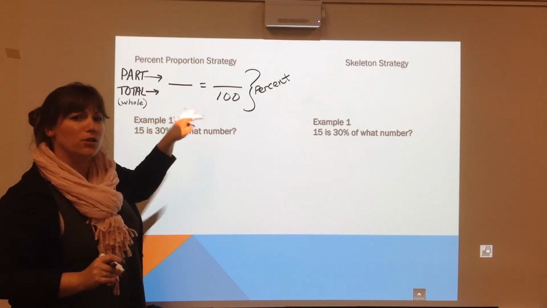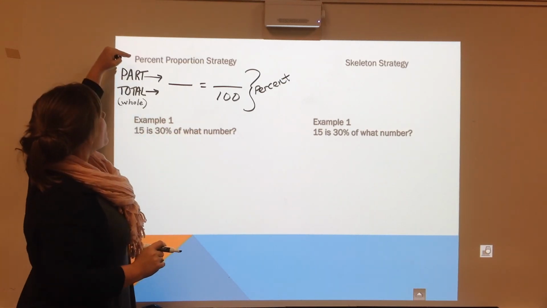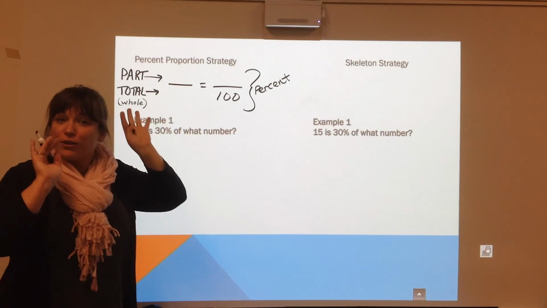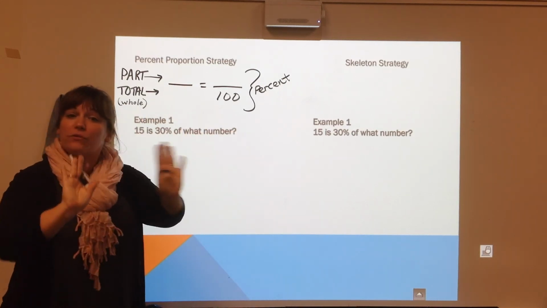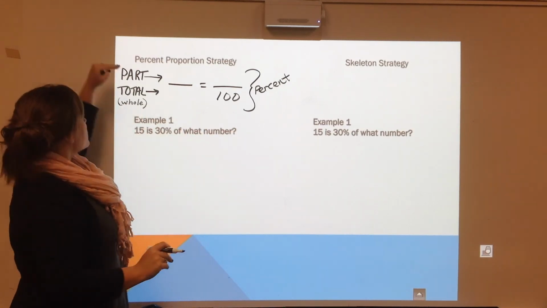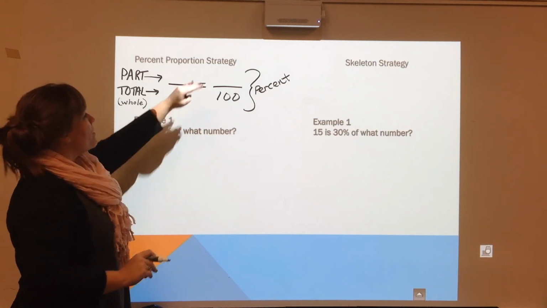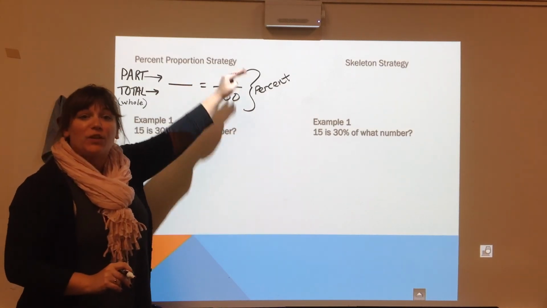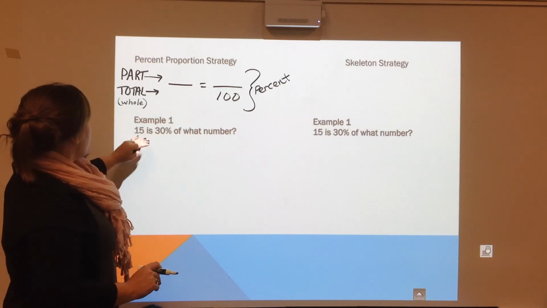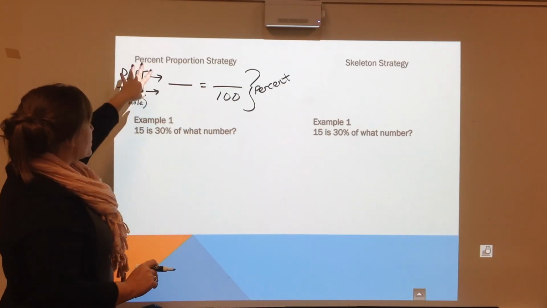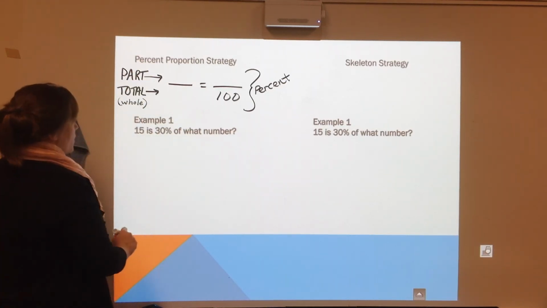So one way you can solve percent problems is to do a percent proportion. Just like chapter 1, we're going to have 2 fractions. One represents the part and the total. The other side represents the percent, something over 100. So let's do example 1 using the percent proportion strategy.